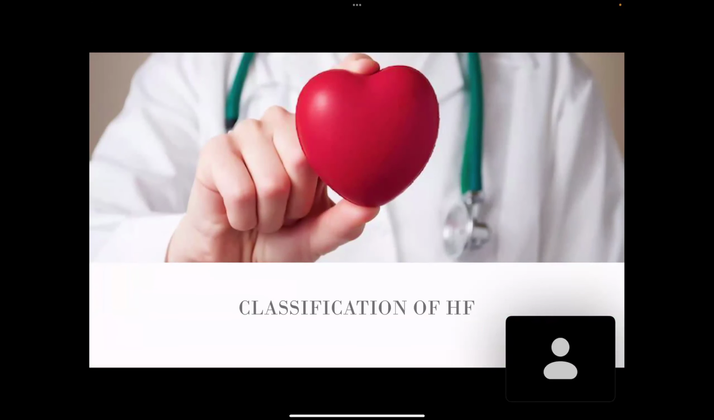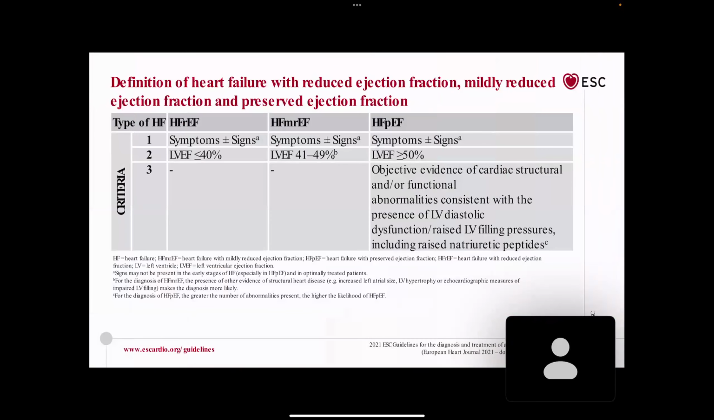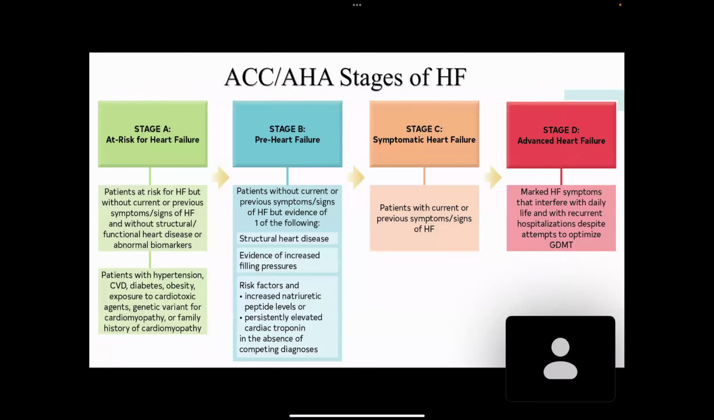Before I jump into the management part, let us just understand the classification. Based on the LV ejection fraction, heart failure can be divided as HFrEF, that is heart failure with reduced ejection fraction, when LVEF is less than or equal to 40%. HFpEF, that is heart failure with preserved ejection fraction, when the LV function is more than 50%. If the LV function is between 41 to 49%, we call it heart failure with mildly reduced ejection fraction. This was according to the ESC classification, that is European Society of Cardiology.